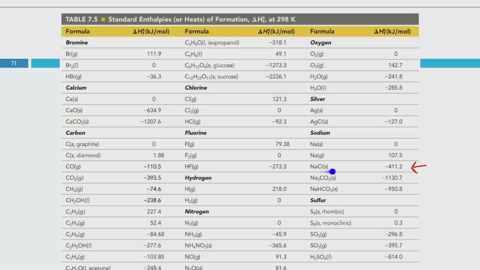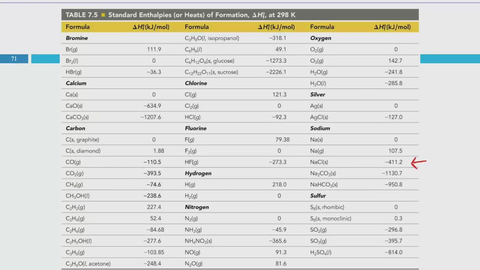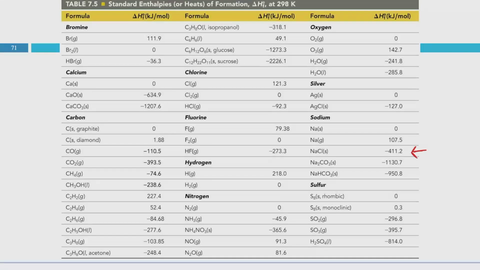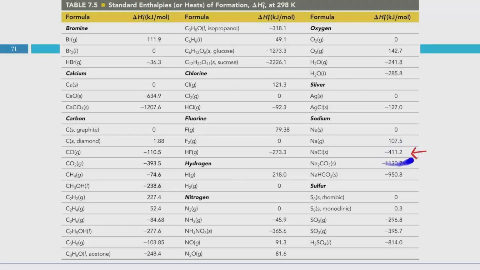I've pointed out sodium chloride here because we'll be using this one later. So you don't have to memorize standard heat of formation. I just pointed it out because we're going to use it in an example later. So if you're watching the recording, maybe write that down or mark this spot to come back to. So this sodium chloride, negative 411.2.